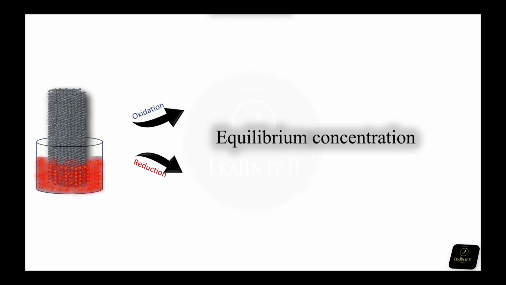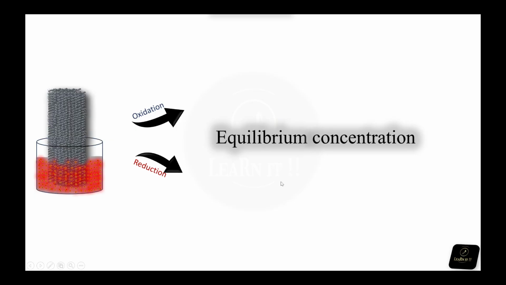We discussed that when a zinc rod is in contact with a dilute solution of its own ion, that is Zn+2, there will be oxidation. When the same zinc rod is in contact with a concentrated solution of Zn+2 ions, there will be reduction. The process of oxidation and reduction continues until the concentration of the electrolyte becomes equal to the equilibrium concentration.